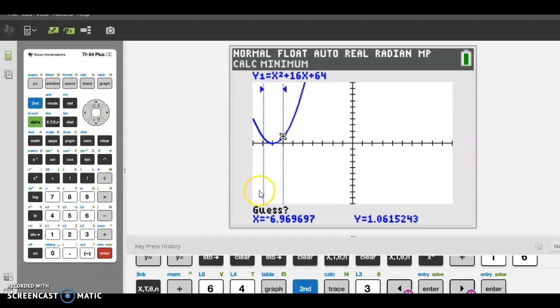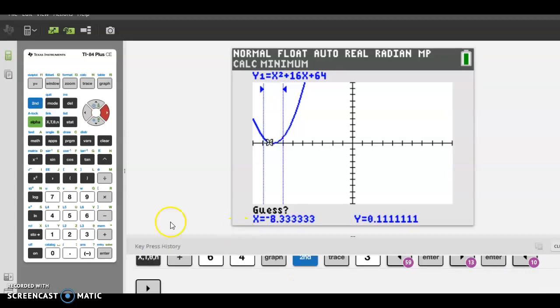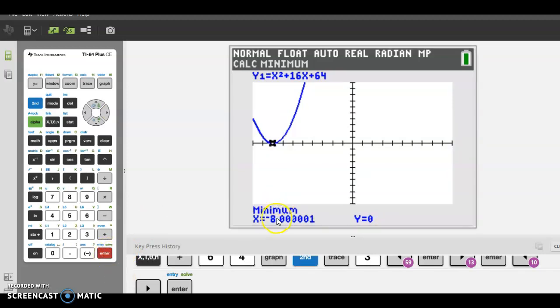And then it says guess. And you're like, okay, yeah. Why don't you guess it for me? So there is my guess. I think it's about right there. So I'm going to hit enter. And then it's going to tell me that my vertex is at -8, 0. So that would be my vertex.